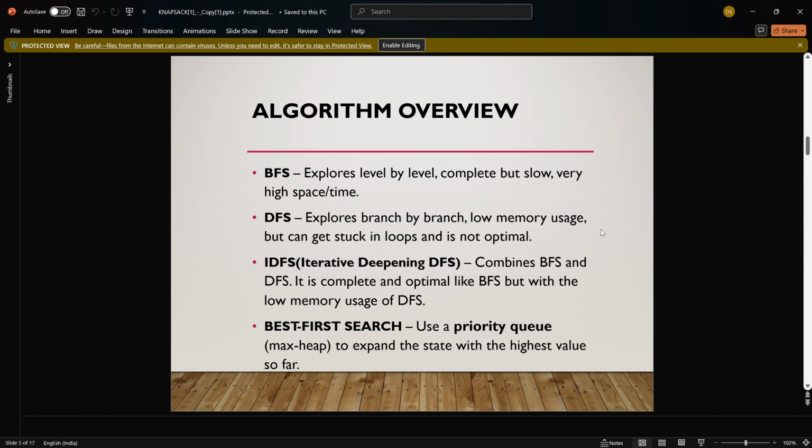So let's look at the algorithms we are going to use for this. BFS, breadth first search, explores level by level, complete but slow, very high space and time. DFS, explores branch by branch, very low memory usage, but can get stuck in loops and is not always optimal. IDFS, iterative deepening DFS. This combines the best of BFS and DFS. It is complete and optimal like BFS, but with the low memory usage of DFS. And best first search. We use a priority queue to expand the state with the highest value so far. Let's look into it.